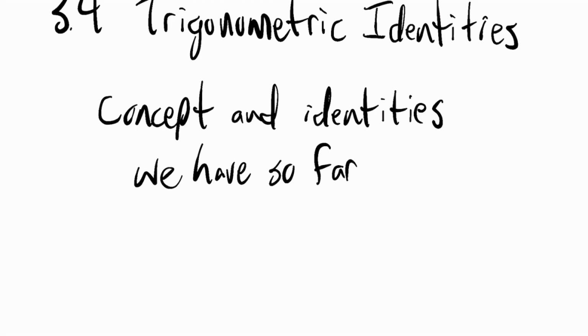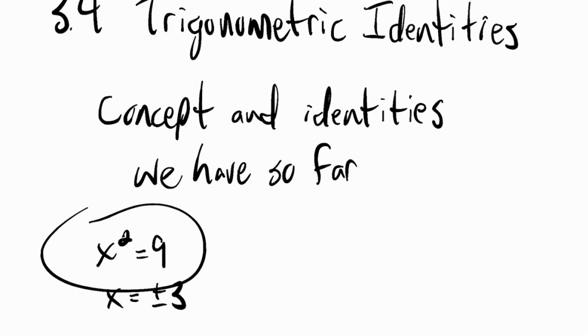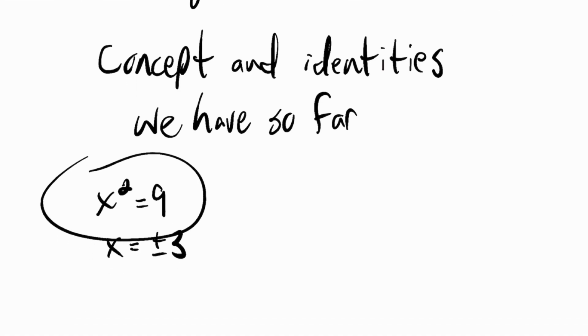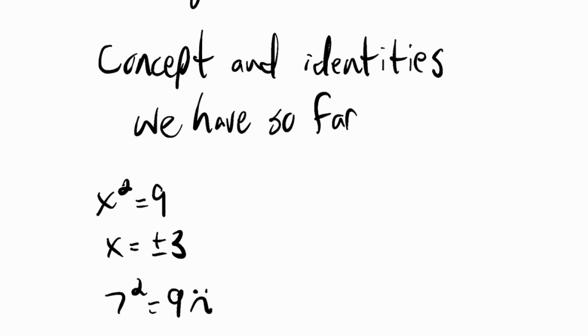So the concept: if I have an equation like x squared equals 9, well, I can solve that and say x equals plus or minus 3. And this equation is true only if x is 3 or negative 3. If I make x into, say, 7, then 7 squared equals 9 doesn't work. That's just wrong, right? So this equation is true conditionally, on condition that x is chosen to be the right value, or maybe there are two values it could be. Then the equation is true. So this is called a conditional equation.